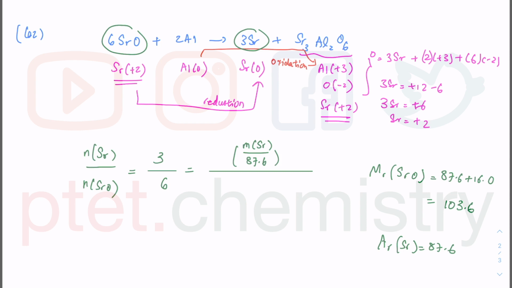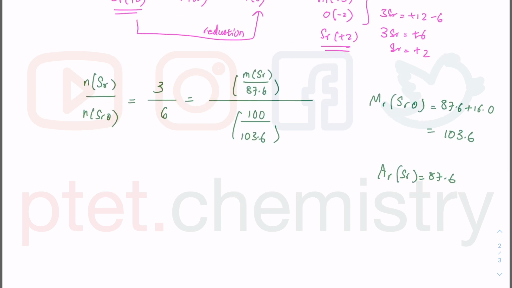At the bottom, I will have 100 gram of the strontium oxide divided by 103.6, which is the relative molecular mass, well, should I say formula mass for the strontium oxide, which has a giant ionic structure. Now all I have to do is rearrange my equation and I get the mass of strontium over 87.6.